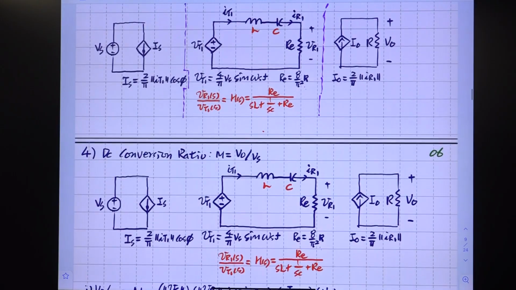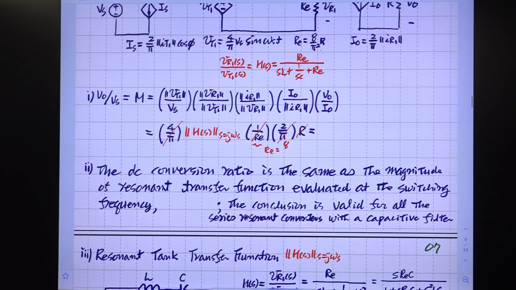I don't remember. 8 divided by pi square, then everything cancels. It cancels, and what you have is just H(s), the magnitude of the transfer gain from the input to output of the tank circuit, evaluated at the switching frequency, j omega s. That is the voltage gain of this whole circuit. Okay? It's exactly the same as the previous analysis using the simplified circuit diagram.